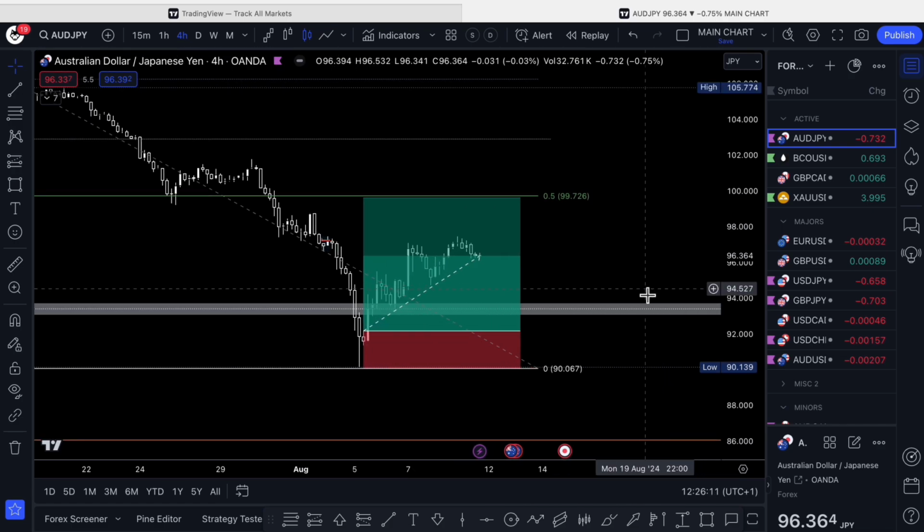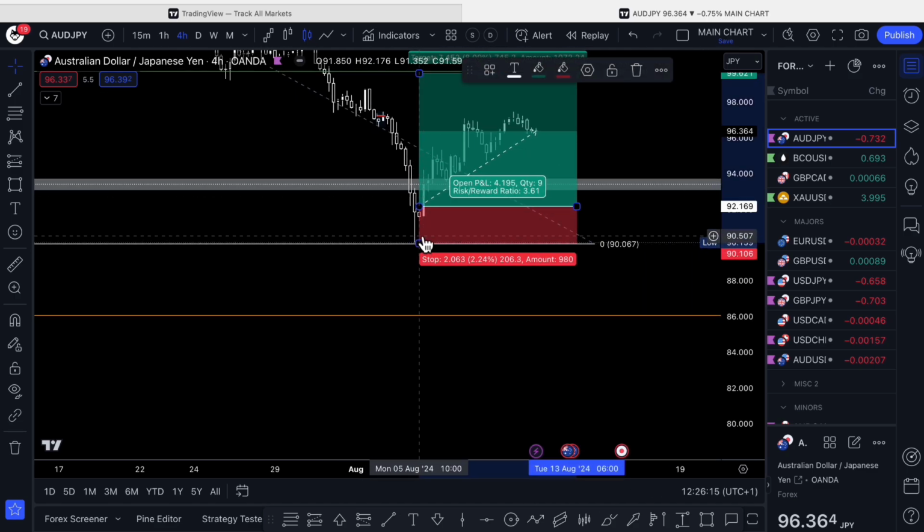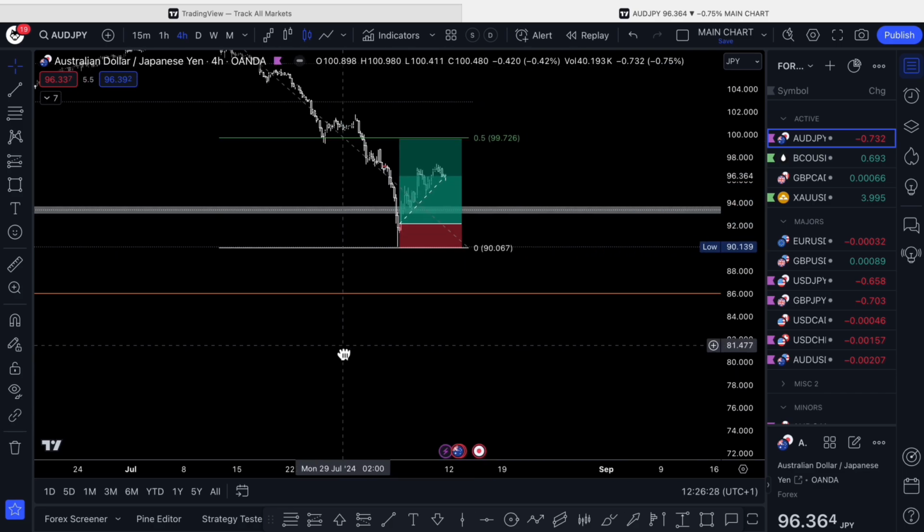Our stop loss is very simple. It goes just below the tail. Or if this was a resistance zone and we were shorting the market, it would be just above the wick, the last big wick. So that's our strategy there in a nutshell.